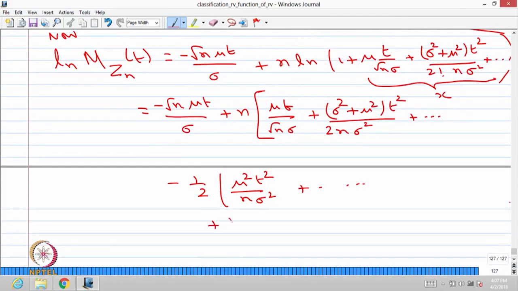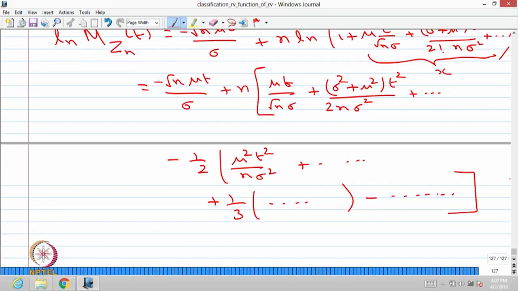Similarly, I am not going to write any terms for the x cubes. Only I write 1 by 3, all the other terms as it is. Like that, there are some more terms for the expansion of ln of 1 plus x. This is going to be close bracket.